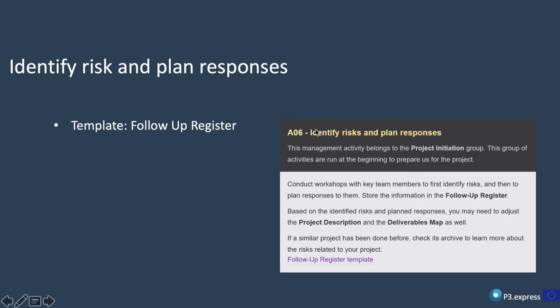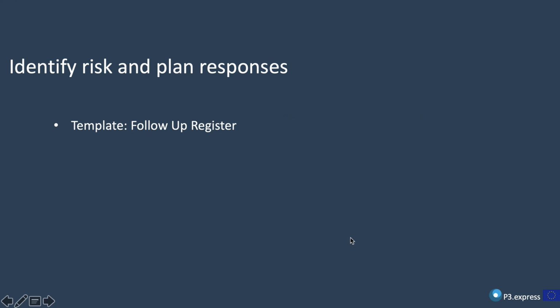If you go into activity 6, you see here we have the follow-up register template. So you can download that and start using it. It's a simple Excel or spreadsheet template. And then we're going to fill in the risk register, in the risk, we're going to fill in the risk itself, then the impact on the project, and our response to that risk if we have a response already.